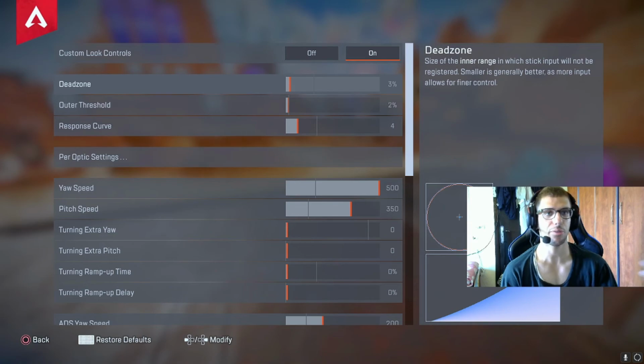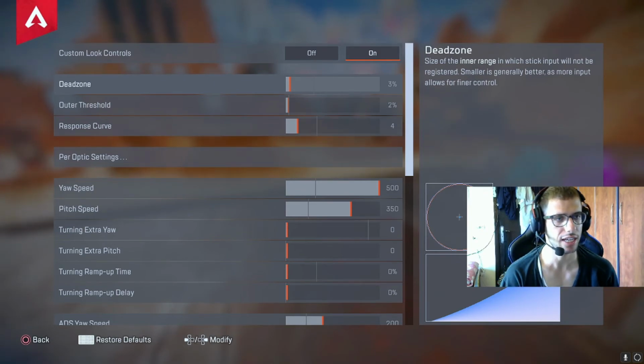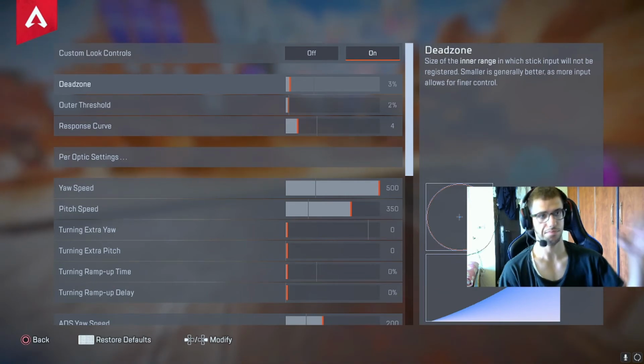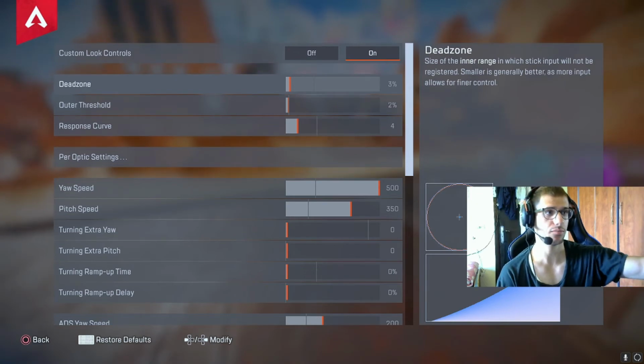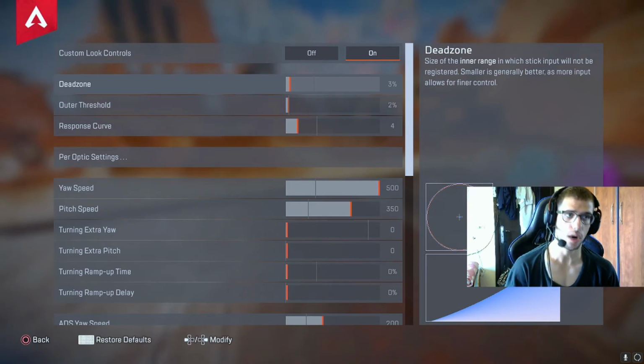So let's speak now about what is the suitable dead zone for you, and how much benefit it gives you. Reading the dead zone description right here: size of the inner range in which stick input will not be registered. Smaller is generally better, as more input allows for finer control. So yeah, why is smaller better?